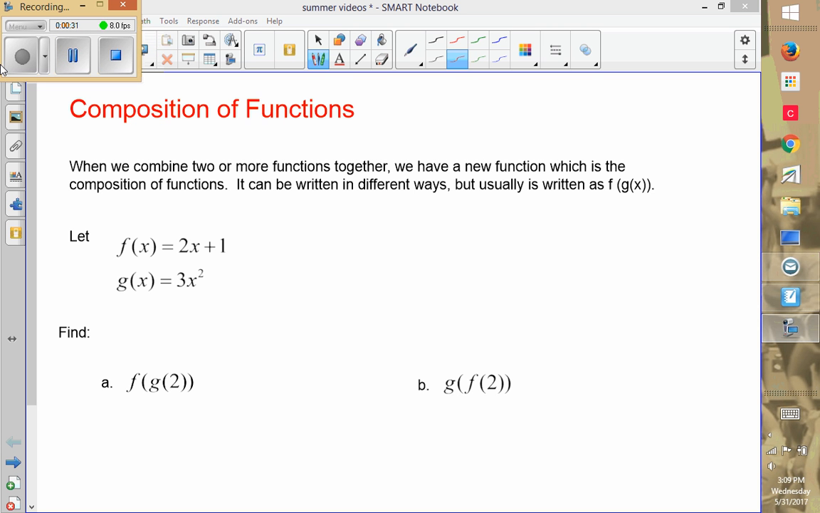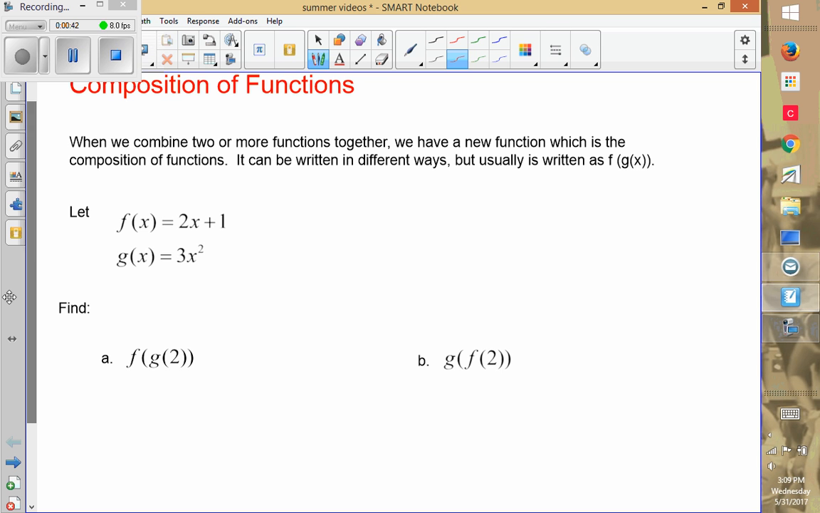So we take a look at what we have right here. We have a function defined as f of x and a function defined as g of x. We're going to start basic first, and then we're going to get a little bit harder. If we take a look at part A, as we read it, it's read f of g of 2.